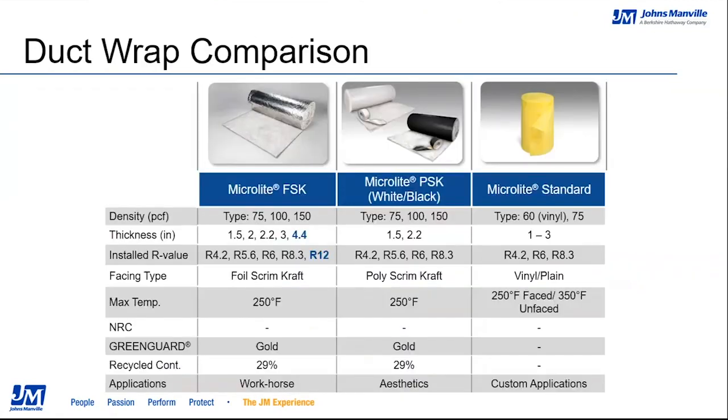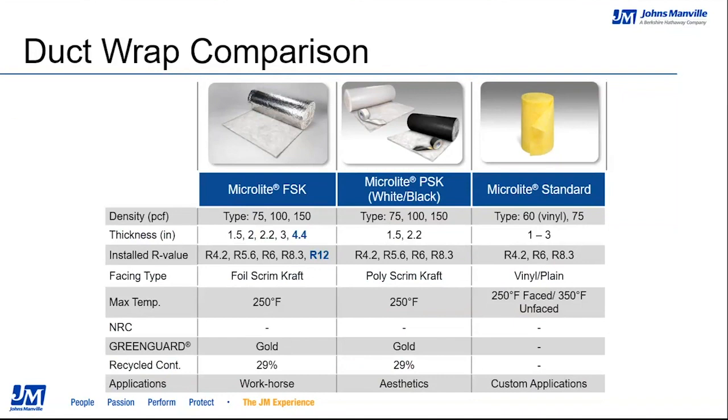So we're going to go a little bit deeper here and dive into the products and look a little closer at each of the individual characteristics and give you a little better understanding of what each one of these are. So we're going to first start on the Microlite FSK, and the first thing that we're going to hit on is the density, commonly referred to as the PCF on some of our data sheets. A lot of times you reference duct wrap by the type: Type 75, Type 100, Type 150. That type refers to the density of the product.